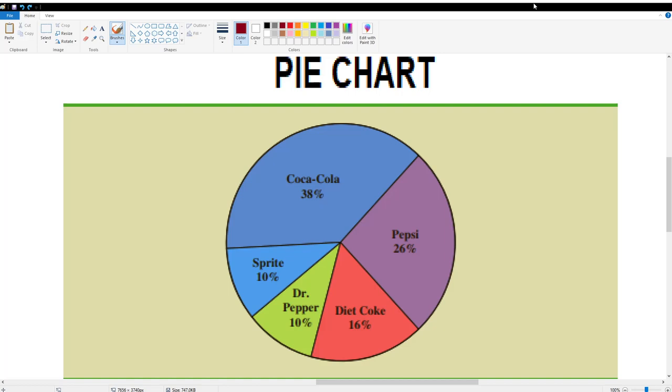Regardless, here is your pie chart of the categorical data that we had for the soft drinks. Usually you have pie charts with the bar charts, so they pair together, and then your dot plots with the histograms.